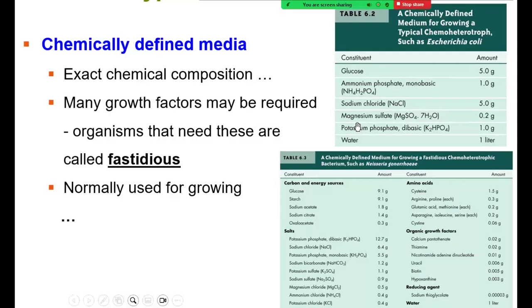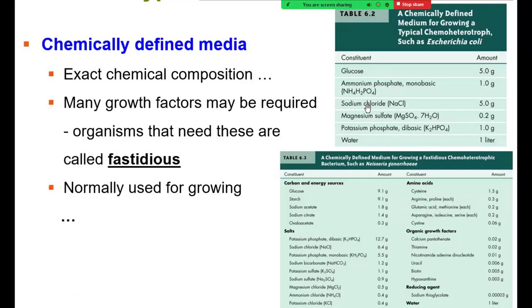We include magnesium sulfate, both as a source of magnesium as well as a source of sulfate or sulfur. We include potassium phosphate to provide potassium as well as phosphate. And then we have water. That's all the molecules that are in this media. So that's a chemically defined media. We know exactly what is in it.